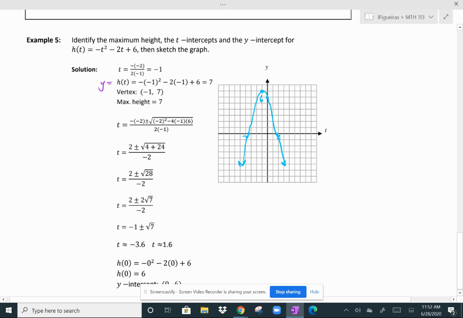Since I want to graph these, you're going to want to know what these are approximately. So with a calculator, -1 minus root 7 would give me -3.6, and -1 plus root 7 would give me the positive 1.6. So these are rounded values. That's why you see this curly equal sign. That means approximately equal to. And that's just for graphing purposes, so that we know where to go on the graph.